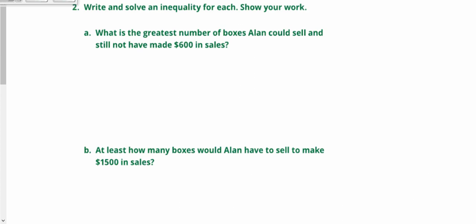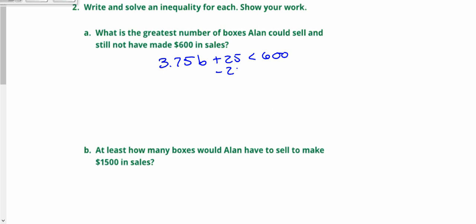All right, so we're going to go through and do a couple of these. What's the greatest number of boxes that Alan could sell and still not have made 600? That means he's under $600 in sales. So we use the 3.75b plus 25, and it has to be less than, because it can't be equal, 600. And then we go through the process of solving it.